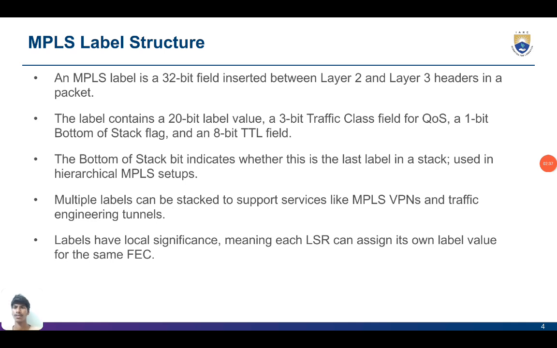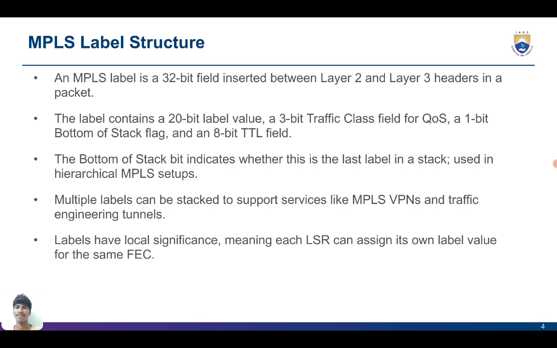MPLS label structure. An MPLS label is a 32-bit field inserted between Layer 2 and Layer 3 headers in a packet. The label contains a 20-bit label value, a 3-bit traffic class field for QoS, a 1-bit bottom-of-stack flag, and an 8-bit TTL field.